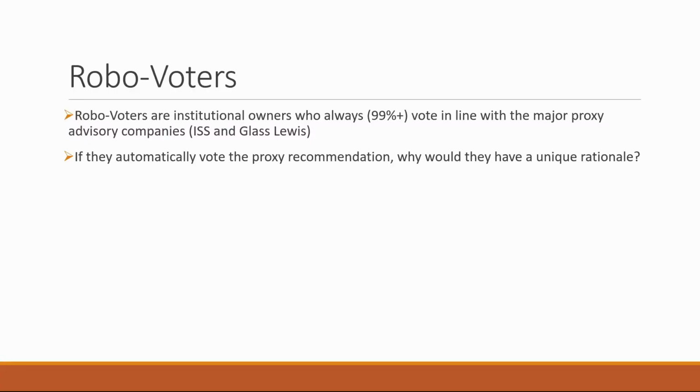Say, this is how you should vote. There are a lot of investors and institutional investors who will just vote exactly what the proxy advisory says to do. And so, yeah, we might expect them to be different because they're just automatically voting the proxy recommendation. They don't really have a unique rationale. Their rationale is, well, ISS said this was a better way to vote than the other way, so that's what we're going to do.